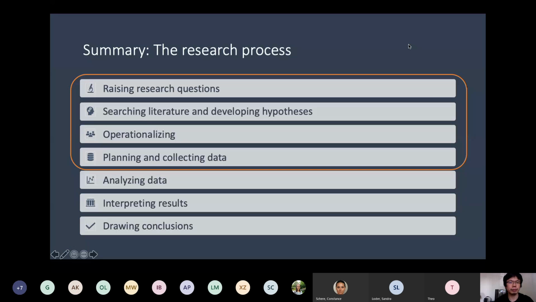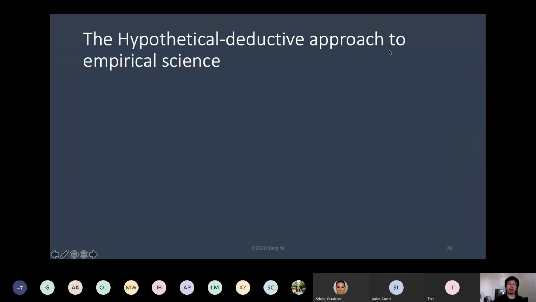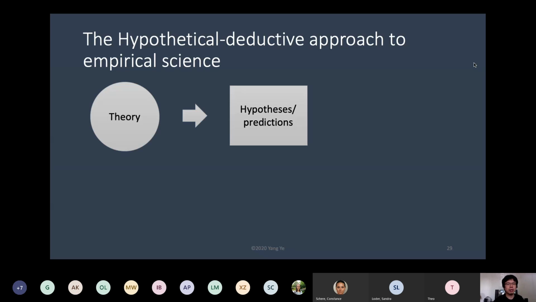Okay, so we just went through the process, and now let's look at the basic philosophy behind this whole process. The whole philosophy is often called the hypothetico-deductive approach. The whole idea is that using deductive reasoning, you deduce hypotheses and predictions from theories, and then you use empirical evidence to test these hypotheses.